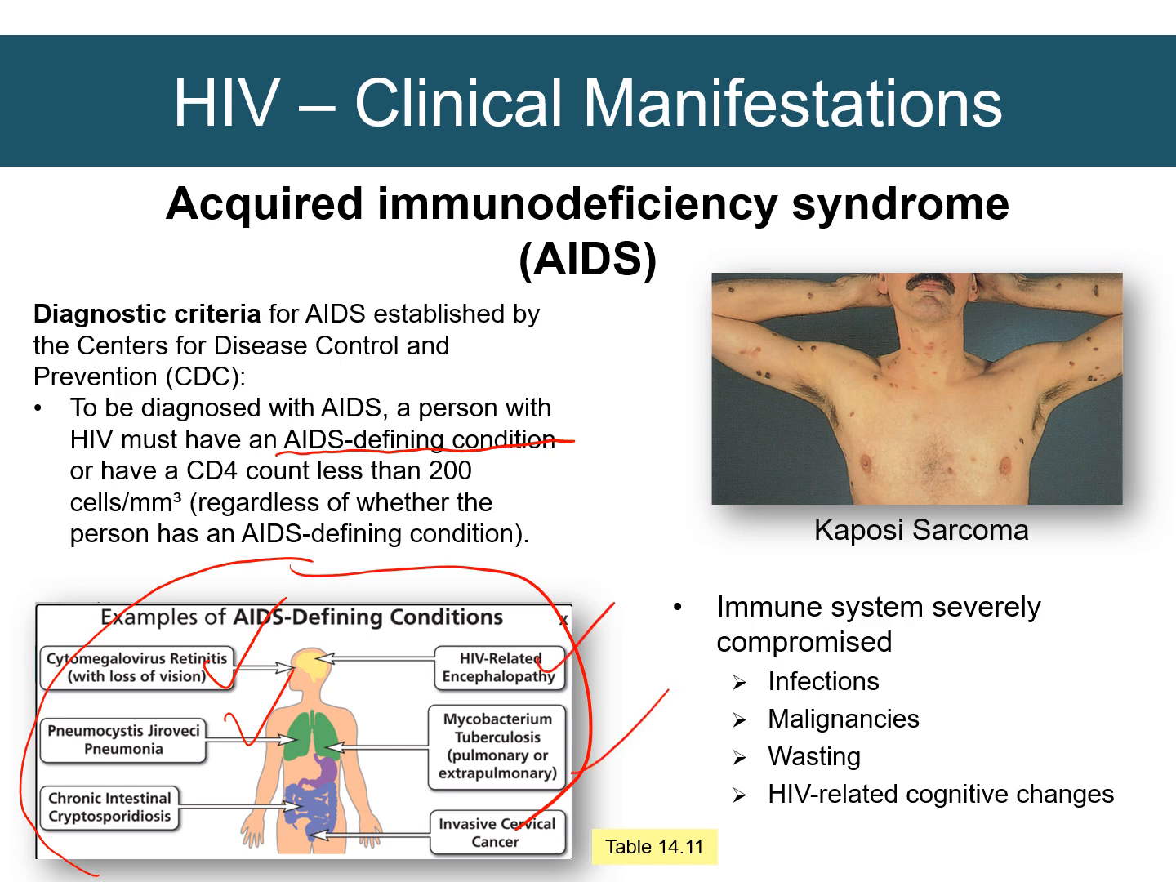Their immune system is severely compromised, so these patients are very high risk for infections, cancer, muscle wasting, and some cognitive changes that come along with that virus. As you can see in this picture, this is Kaposi sarcoma. This is a type of cancer almost exclusively seen in AIDS patients. They are purplish black lesions on the skin, like a type of skin cancer.